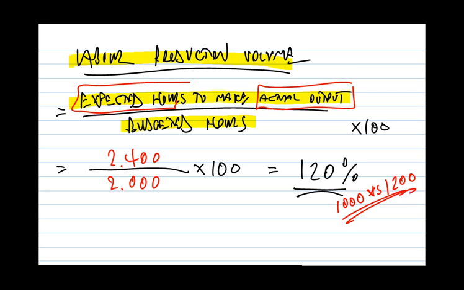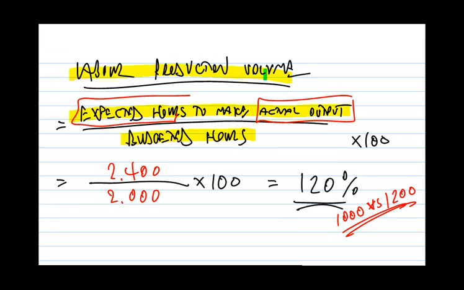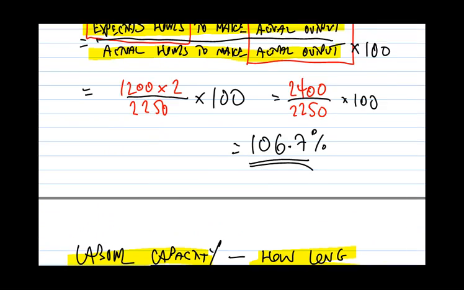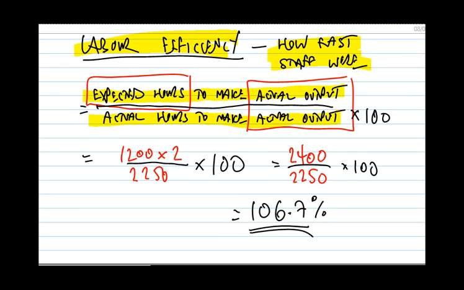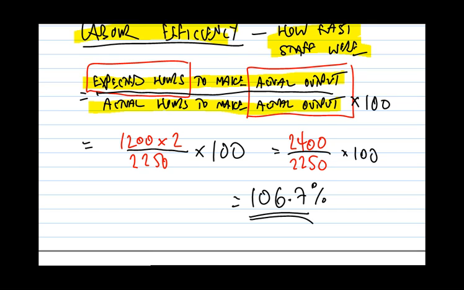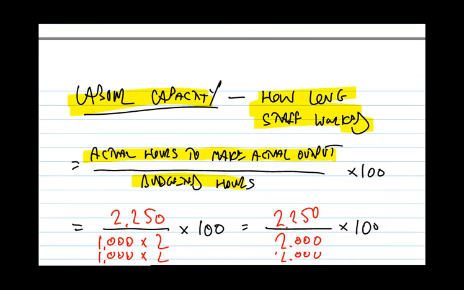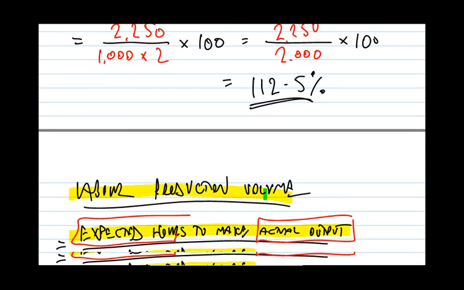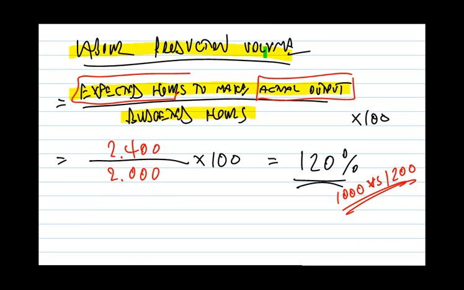Now, we can work out this labour production volume ratio from scratch in the way that I've done there, although you should be able to prove it by considering the efficiency and the capacity ratios. Remember, we said with the efficiency ratio, the staff have worked faster than expected. They've worked 6.7% faster than expected. The capacity ratio tells me they've worked longer hours. They've worked 12.5% longer hours than expected. The combination of those two things is leading to an increase in volume of 20% in total.